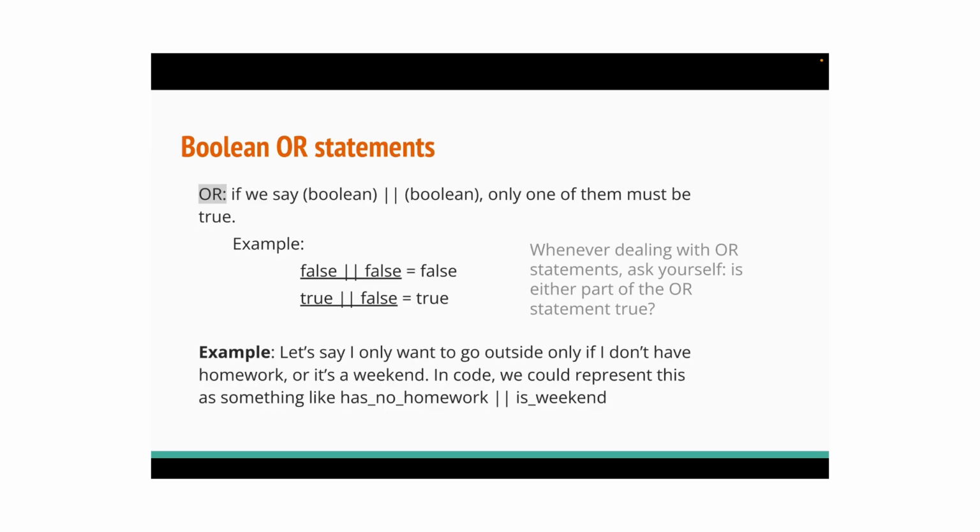This is different from Boolean OR statements. So if we say Boolean or Boolean, only one of them must be true. So for example, false or false is false, but true or false is true. So whenever dealing with OR statements, just ask yourself, is at least one of the statements true?